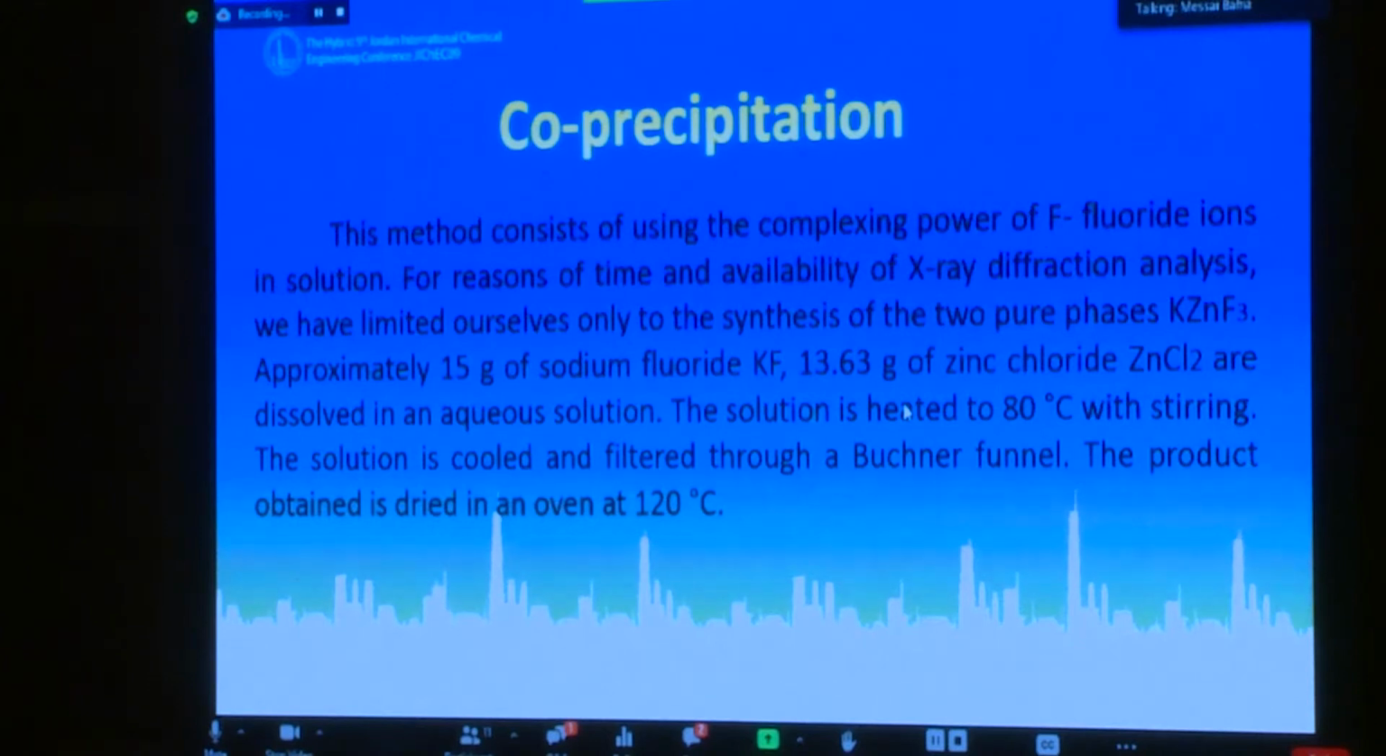Approximately 15 grams of sodium fluoride and 13.63 grams of zinc chloride are dissolved in aqueous solution. The solution is heated to 80 degrees Celsius with stirring. The solution is cooled and filtered through Buchner funnel. The product obtained is dried in an oven at 120 degrees Celsius. So we will start with the results.